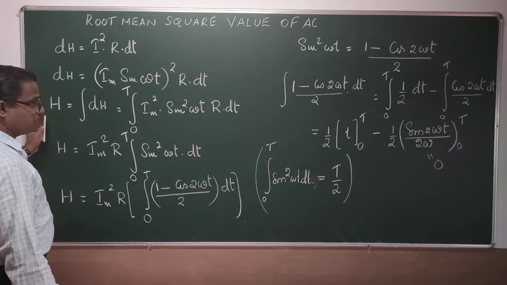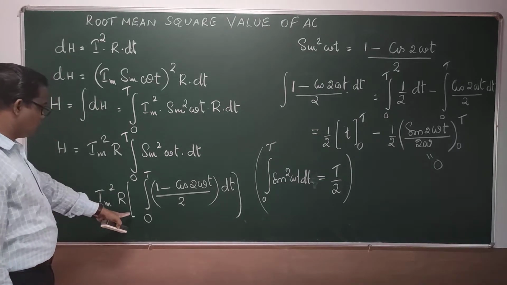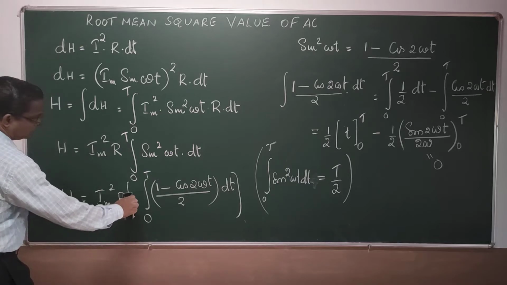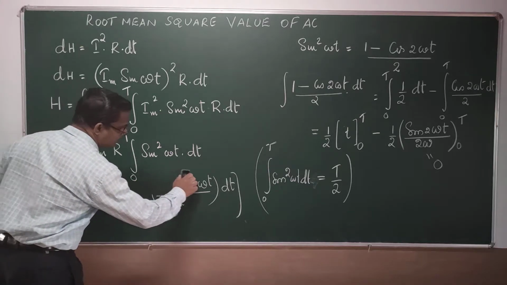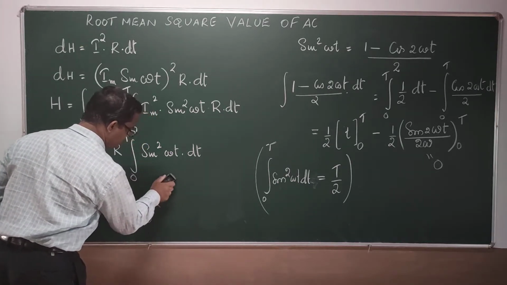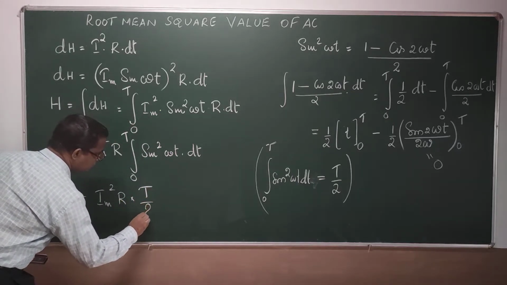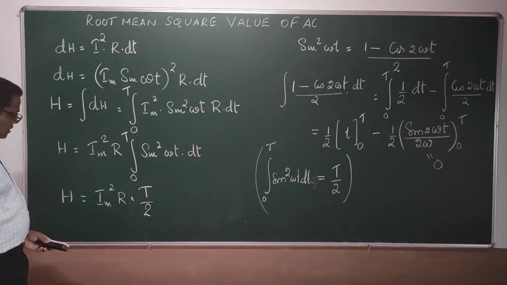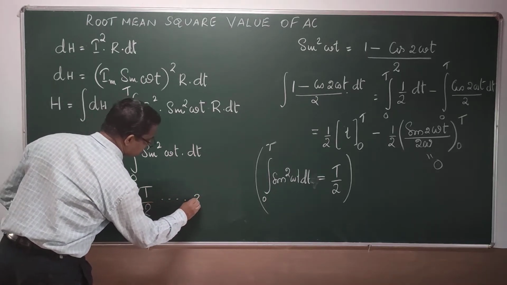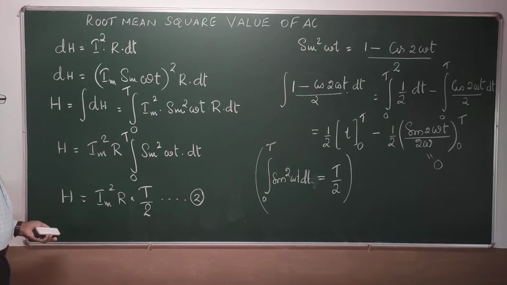So, after doing all these things, we are coming to I square into, so the value of this integration now comes to be into T by 2 itself. So, this is equation number 2.